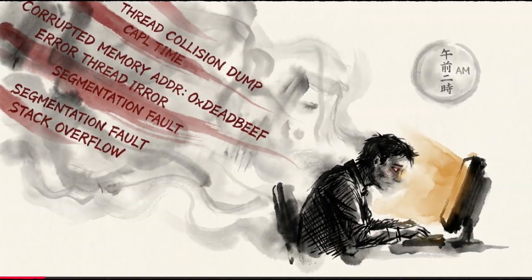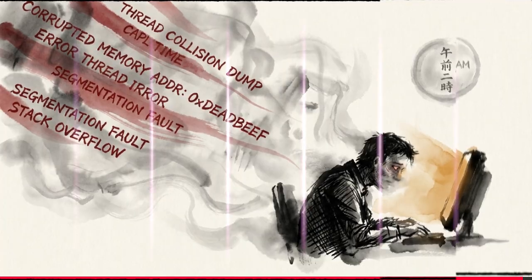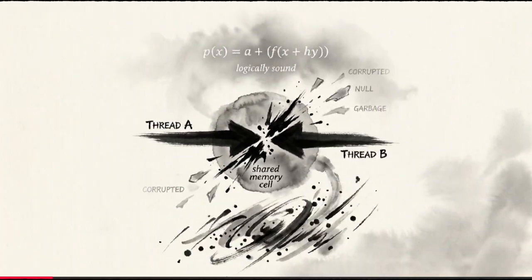Picture this. It's 2 in the morning. You're staring at your monitor. Your eyes are totally bloodshot. And you're trying to debug a lock-free data structure that is inexplicably failing in production. Oh, yeah. The absolute worst.